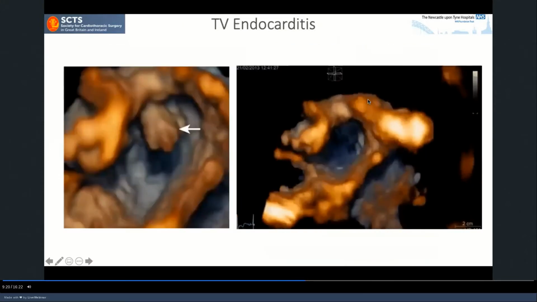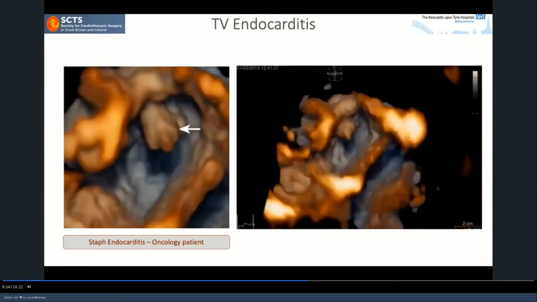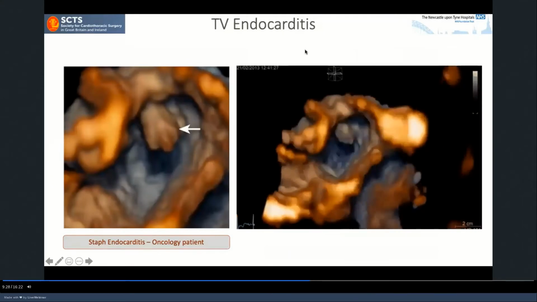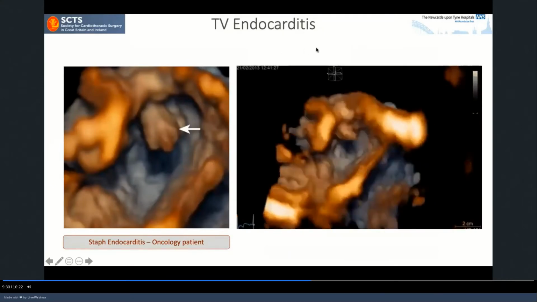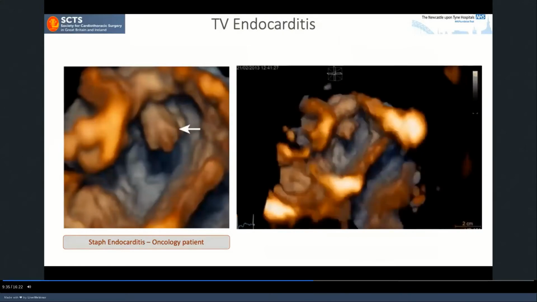So the next one is tricuspid valve endocarditis. And here we've got an example of an oncology patient with a large vegetation as shown by the white arrow. And you can see in a cine moving image how the vegetation is causing restriction and limitation of the leaflet movement.